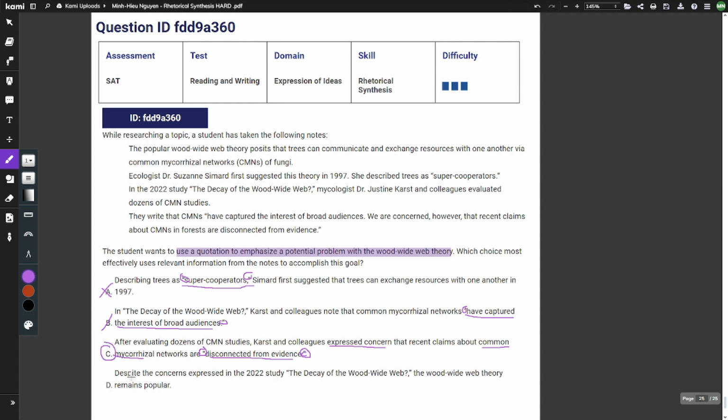Now let's look at D. Despite the concerns expressed in the 2022 study, The Decay of the Wood Wide Web, the Wood Wide Web theory remains popular. Now, this one doesn't use a quotation and it doesn't emphasize a problem. Now, you might see these quotation marks right here and you might think that's a quotation, but that's just saying the name of the study. It's not actually pulling a phrase out from the study. And it also doesn't talk about a problem. I mean, it says that there's concerns expressed, but about what? You don't know. So the answer is C because it says the problem is that these claims are disconnected from evidence, and it also uses a quotation, which is the same, disconnected from evidence.